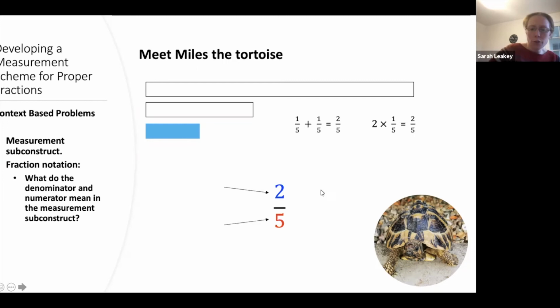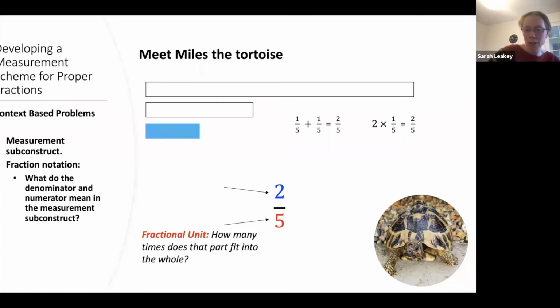So just a note on the fraction notation there: it's important to realise that the denominator and numerator will mean different things within these different subconstructs. Within the measurement subconstruct, this 5 as the denominator is a fractional unit. We're talking about how many times that part fits into the whole. So we're talking about units of 1/5 in this problem.